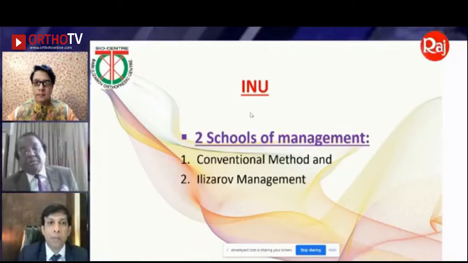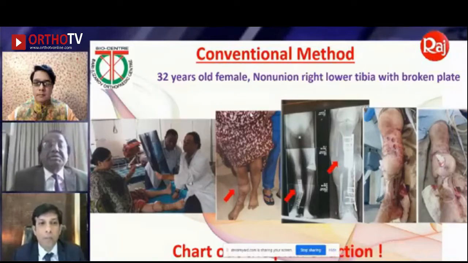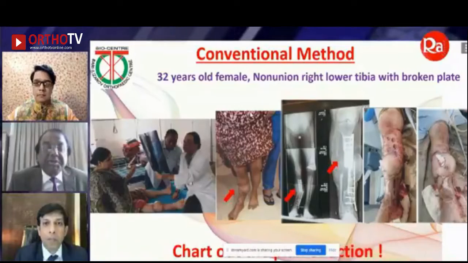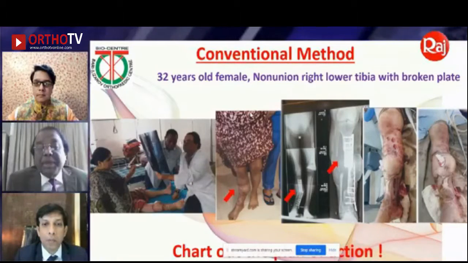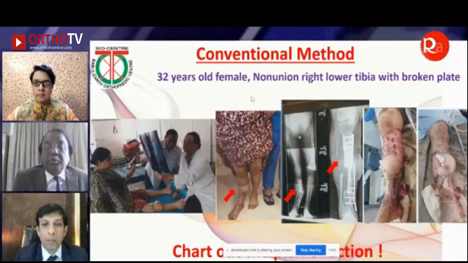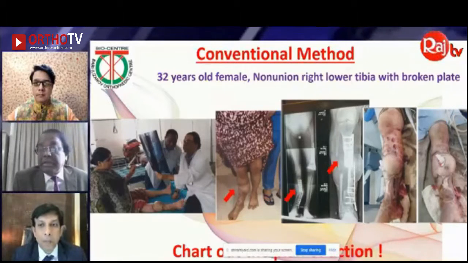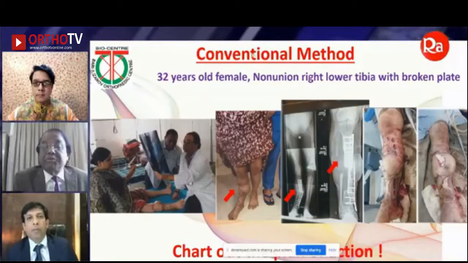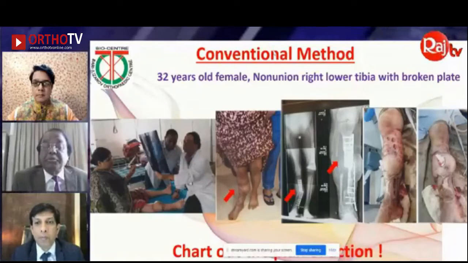Two schools of management: conventional method and Ilizarov management. Now you can see here a 32-year-old female, non-union of the right lower tibia with a broken plate. See the deformity? She was treated elsewhere by plating and fibular grafting. This is the conventional method. And as a result, what happened? The plate was broken, the graft was not properly placed, and it was broken. And the patient came to my place.